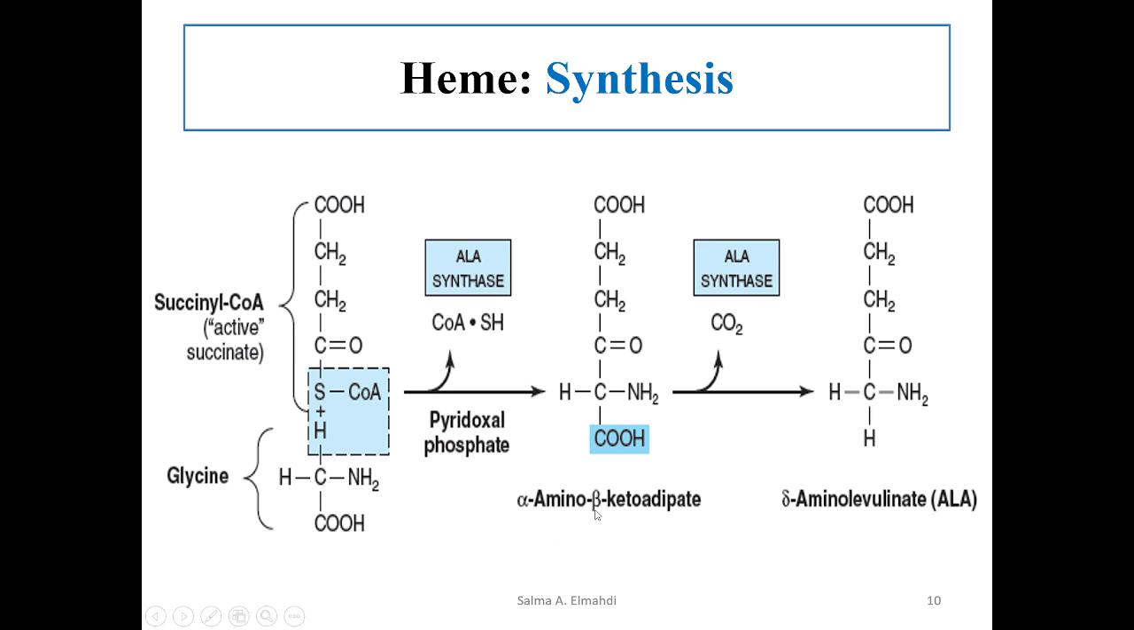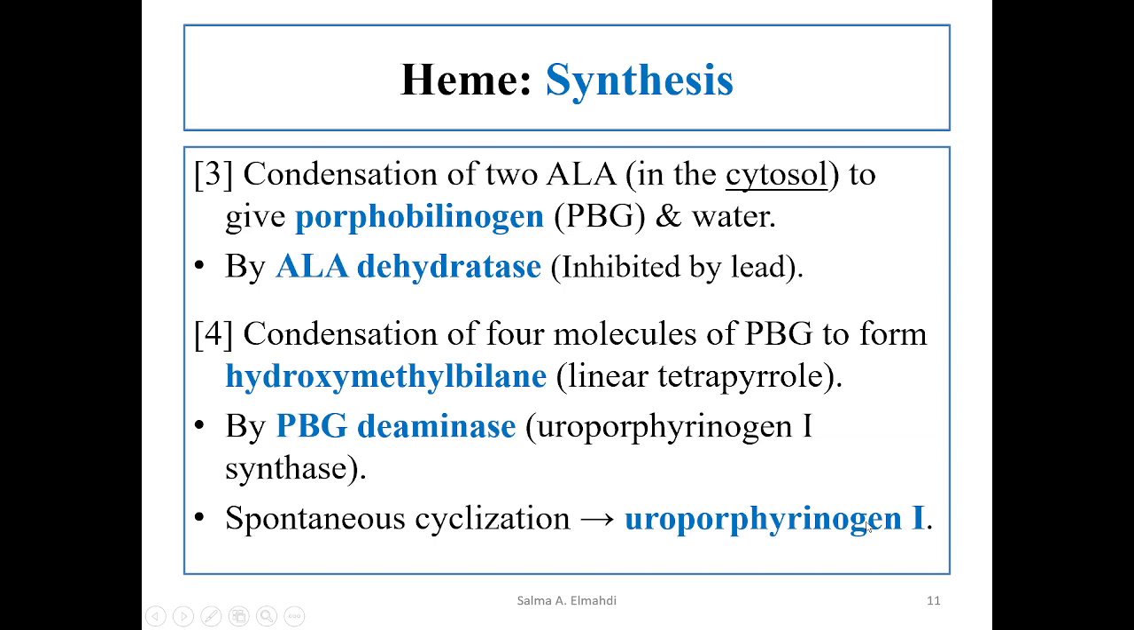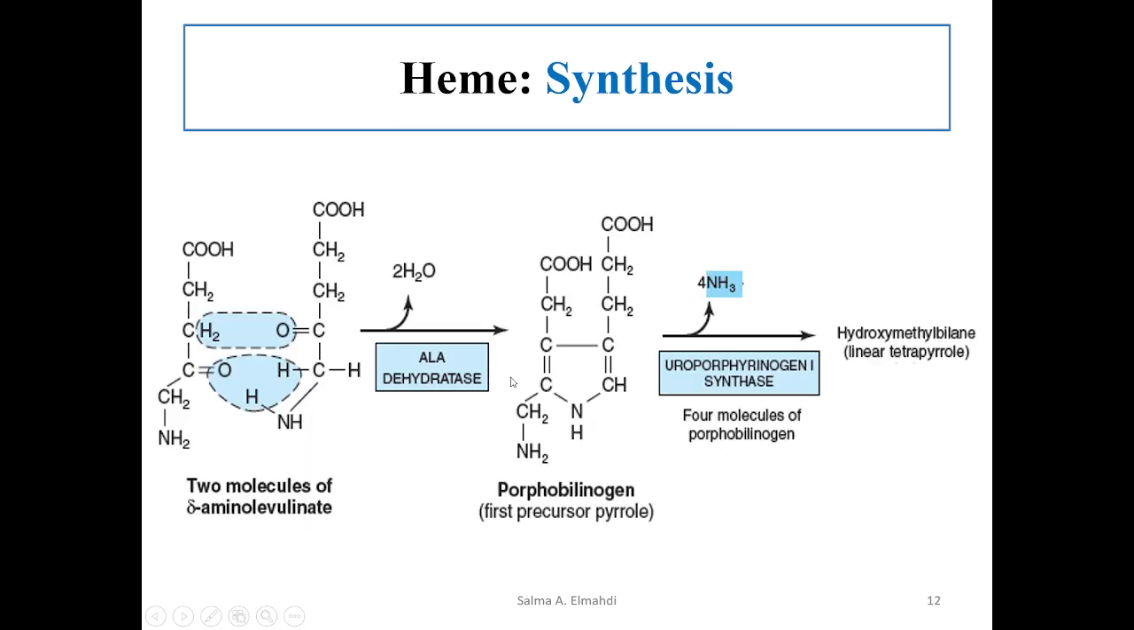The product here is alpha amino beta ketoadipate or ketoadipic acid, which will be decarboxylated by the same enzyme, leading to the formation of delta amino levulinate or amino levulinic acid or ALA. The second step is condensation of two molecules of ALA by ALA dehydratase with the release of water, and the product here is porphobilinogen, the first precursor pyrrole. As you can see, the first pyrrole ring has been formed.